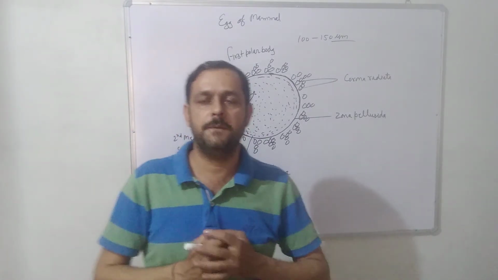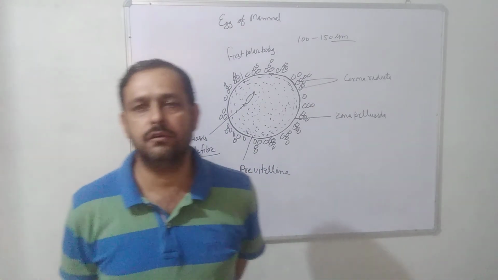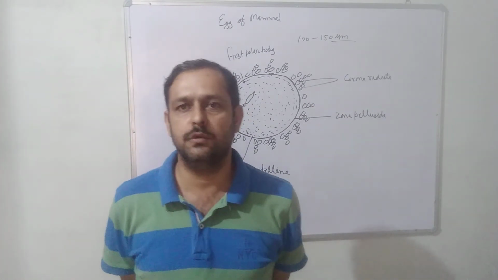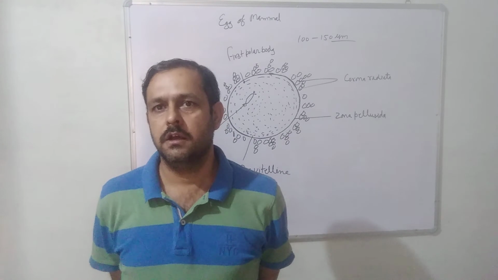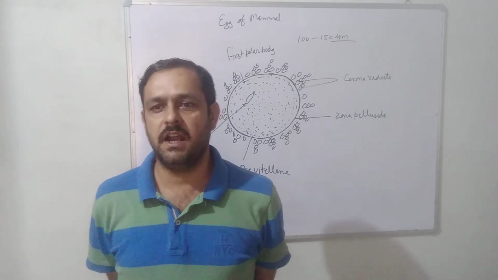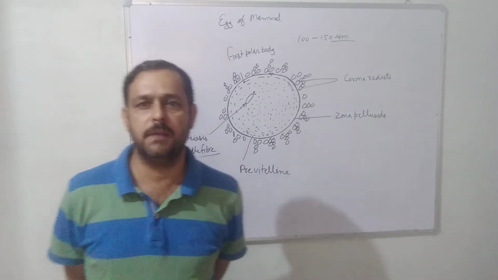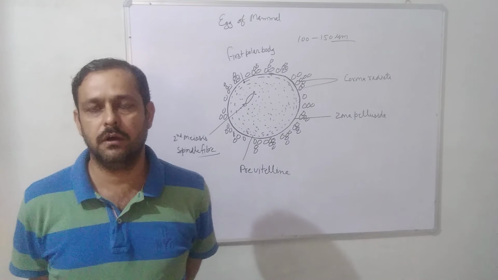We are studying gametogenesis in human. We divided it into two parts: spermatogenesis and oogenesis. We studied spermatogenesis earlier and now oogenesis: oogenesis and the structure of the mammal's egg. Two topics remain in this unit or this chapter.